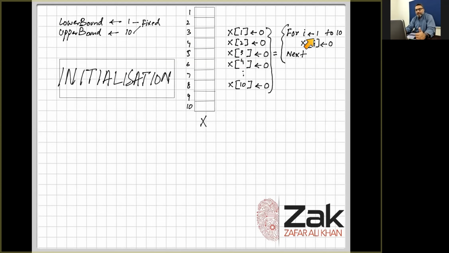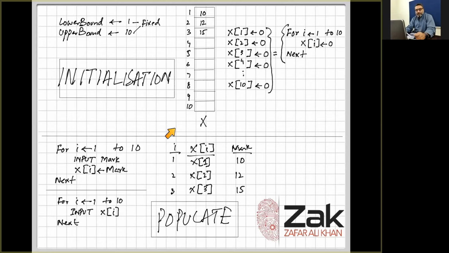So whatever the value of I in the loop will be assigned to 0, which is the initialization. Then we have got population. Population means that we are going through the whole array and we are taking input and assigning those values in turn to the array. We are filling up the array. So for I is equal to 1 to 10, for this array x, we input a mark and we assign that mark to the ith position.